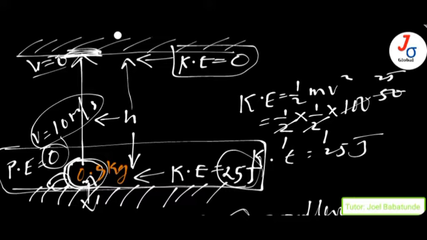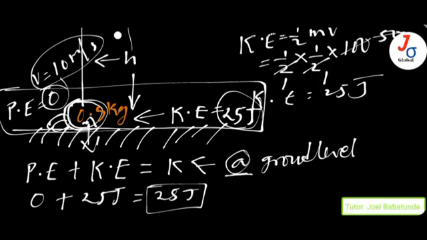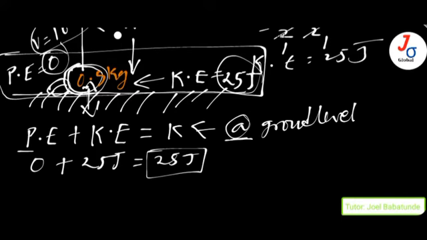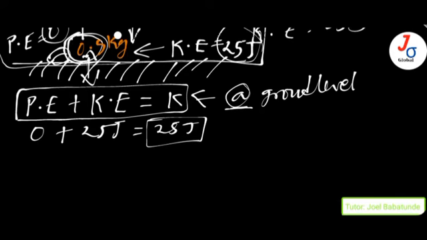We have to look for potential energy at the top. So can we basically do that? Yes, we can do that. Now, remember that this same law we're going to use for the top. So that means potential energy at the top plus kinetic energy at the top must be equal to 25 joules.